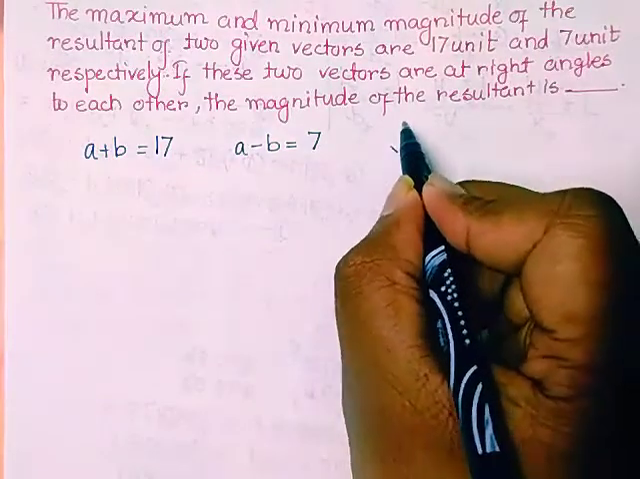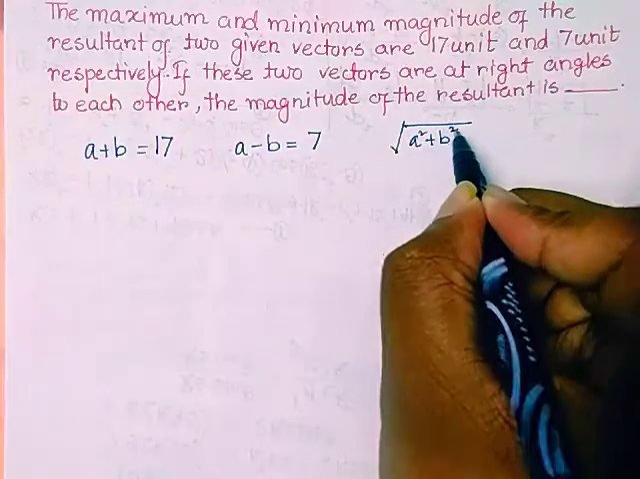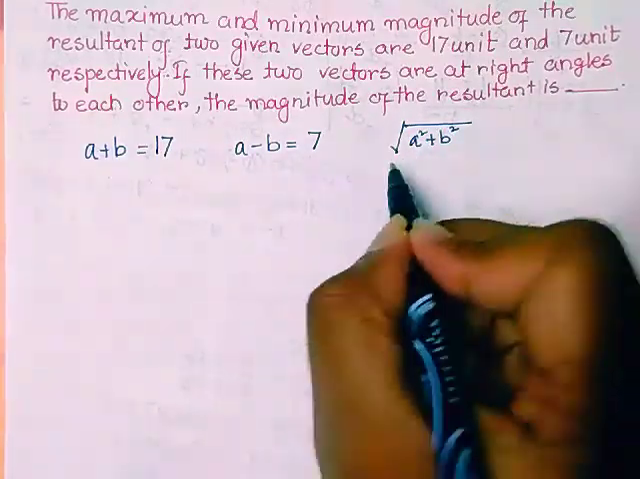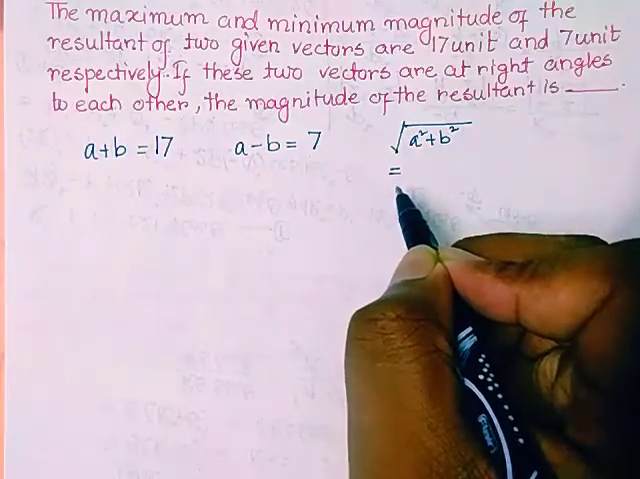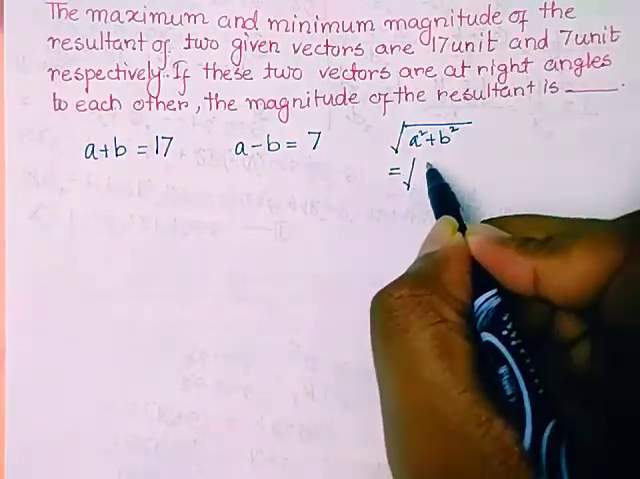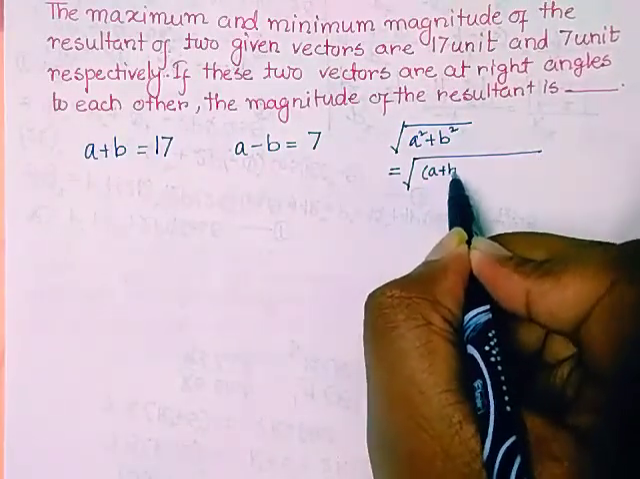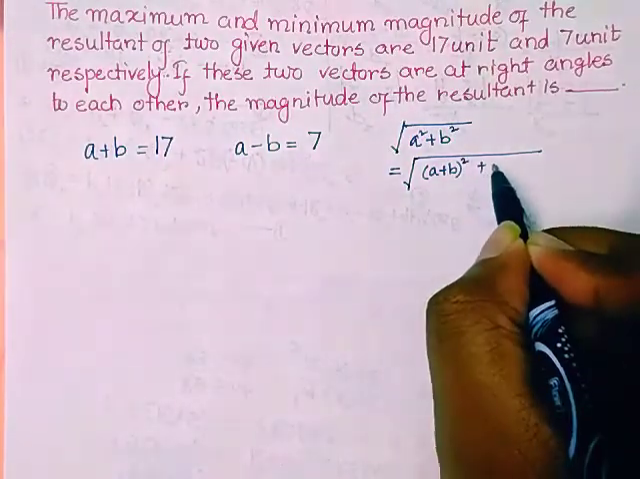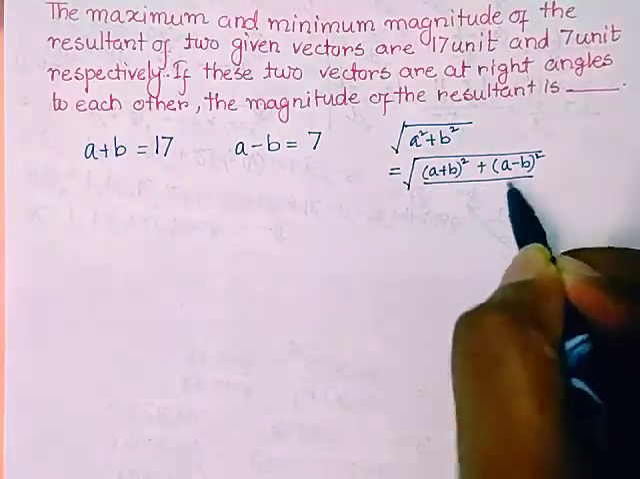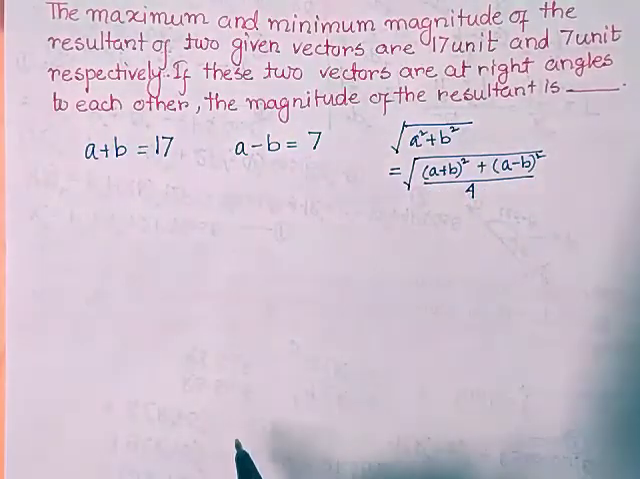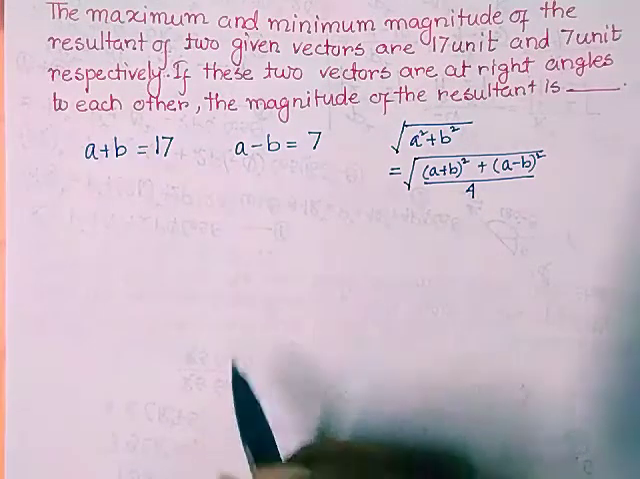So if two vectors are perpendicular to each other, at that time this is the resultant that we have to find out. We have to find out the value of root over of a square plus b square. Okay. So we can easily do it. That is, a square plus b square equal to (a plus b) whole square plus (a minus b) whole square divided by 2. That is the formula. We can use the formula.